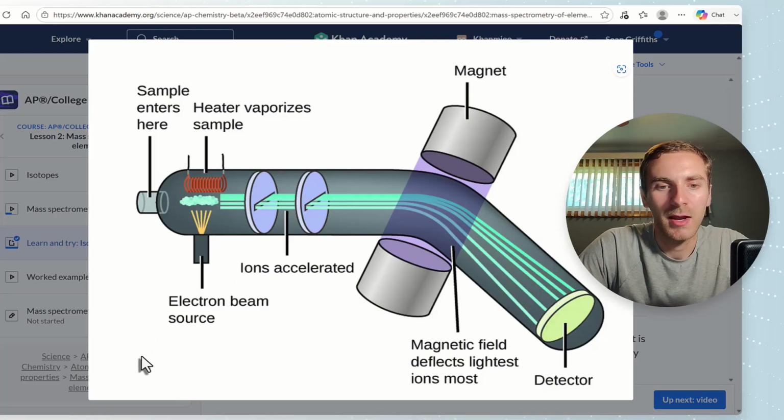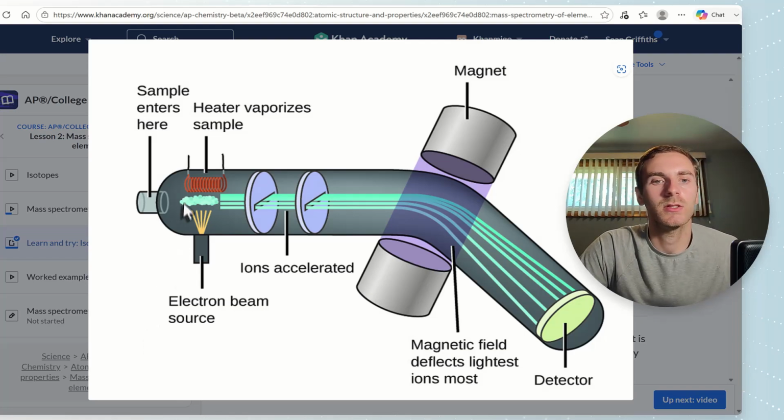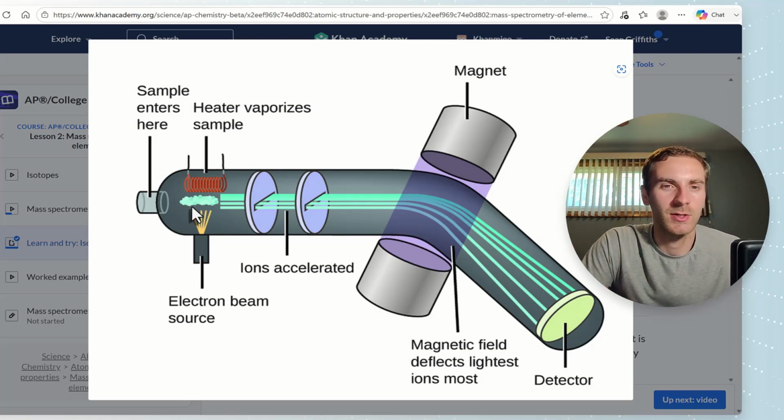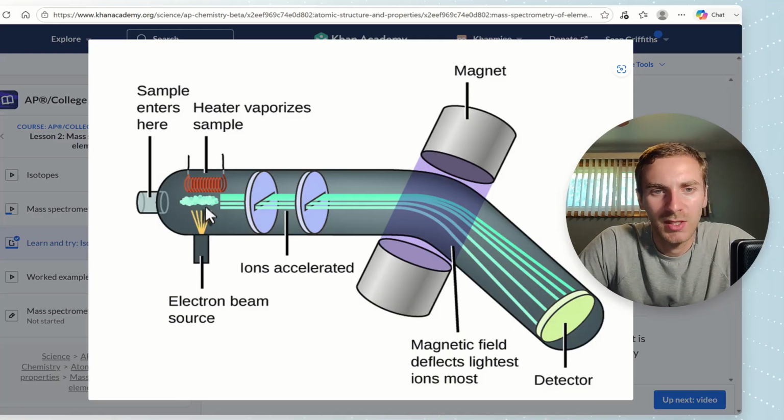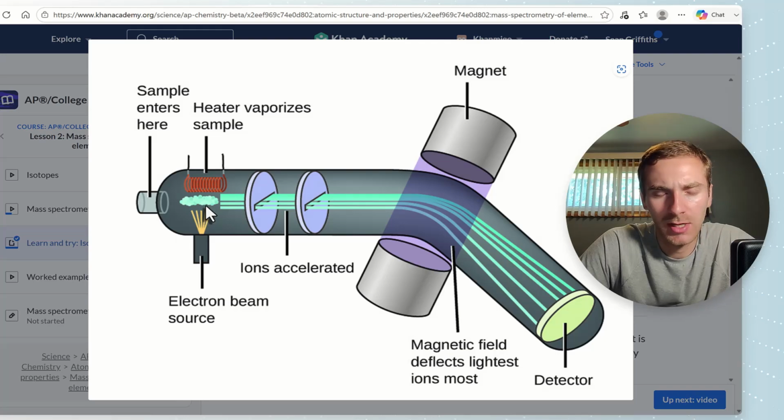So how this works is you have a sample of an element. Sometimes people will put compounds into it, but in AP chemistry, you only need to analyze mass spectrums of individual elements. So if we have a sample of an element, basically it gets ionized. We see an electron beam source, and that causes the atoms in the element to get ionized. Typically they'll end up with a +1 charge. In theory they could have other charges, but for our purposes we're just going to consider ions that result in a +1 charge.